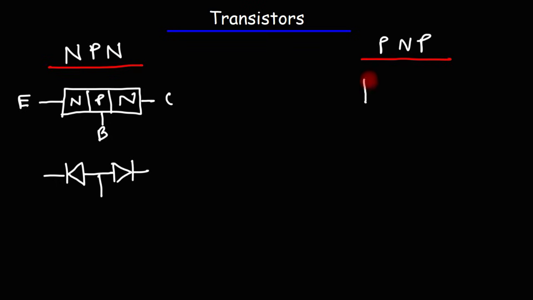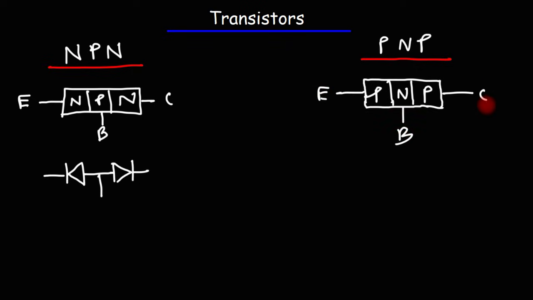Now let's spend a minute talking about the PNP transistor. So everything is in reverse for this particular transistor. So instead of having two N-type materials and one P-type material, we have two P-type materials and an N-type material. So the base is made up of the N-type semiconductor. The emitter and the collector are made up of a P-type material. So the equivalent symbol for the PNP transistor using diodes looks like this.